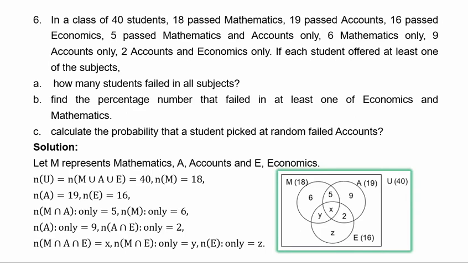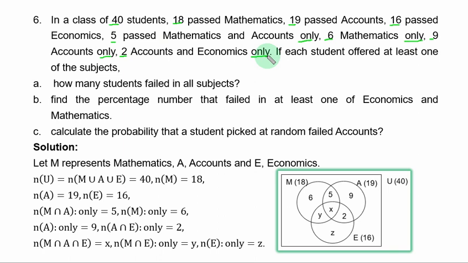Question 6. In a class of 40 students, 18 passed mathematics, 19 passed accounts, 16 passed economics, 5 passed mathematics and accounts only, 6 passed mathematics only, 9 passed accounts only, 2 accounts and economics only.